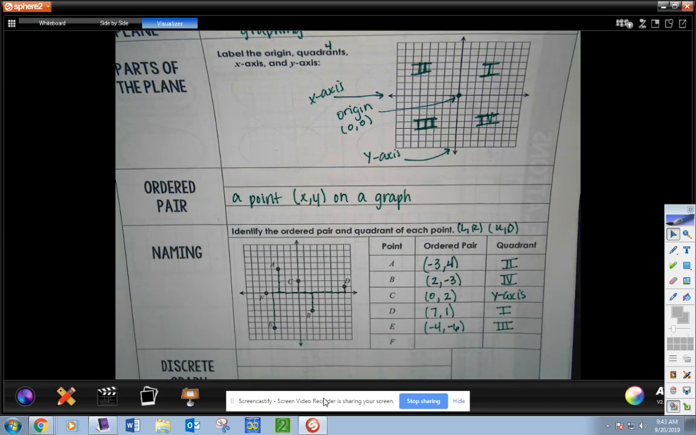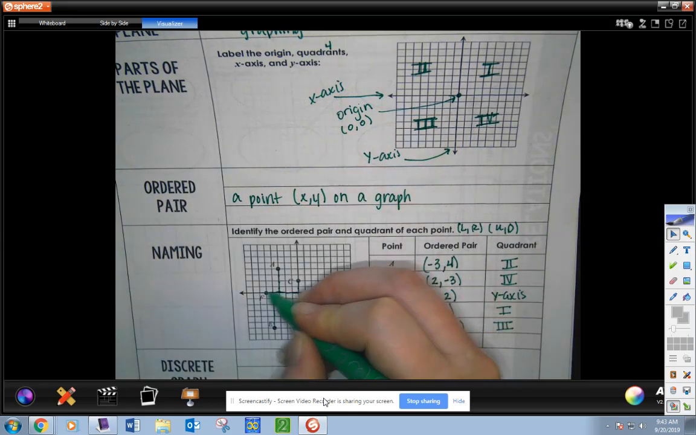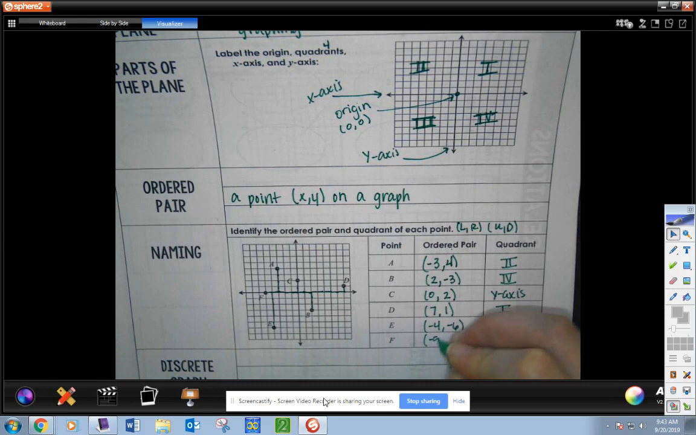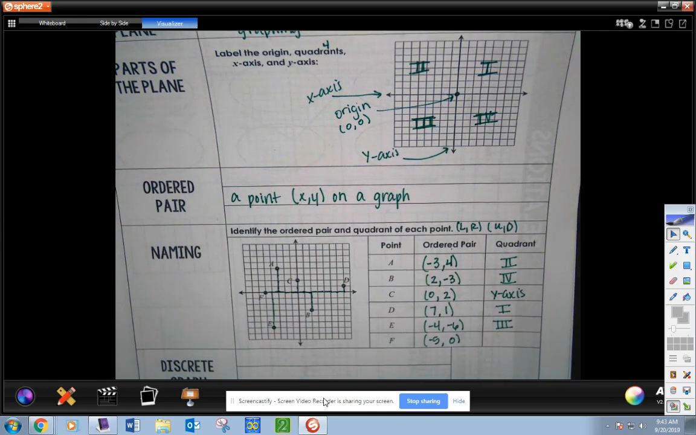Okay, my last point is F. To get to F, I have to go 1, 2, 3, 4, 5, so that's negative 5 to the left. And then I don't have to go up or down any, so 0. Now again, F did not fall in a quadrant. It fell on the x-axis.